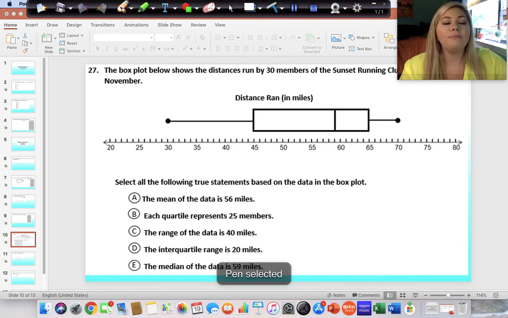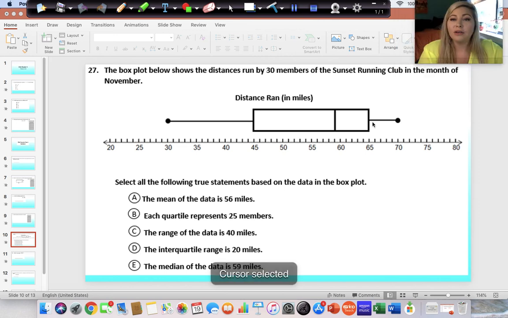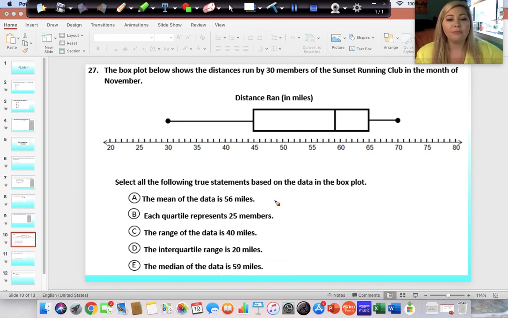Okay, it says the box plot shows the distance run by 30 members of the Sunset Running Club in the month of November. So it says select all the following true statements based on the data in the box plot. So the mean of the data is 56 miles. We don't know that because with a box plot you cannot tell the mean.